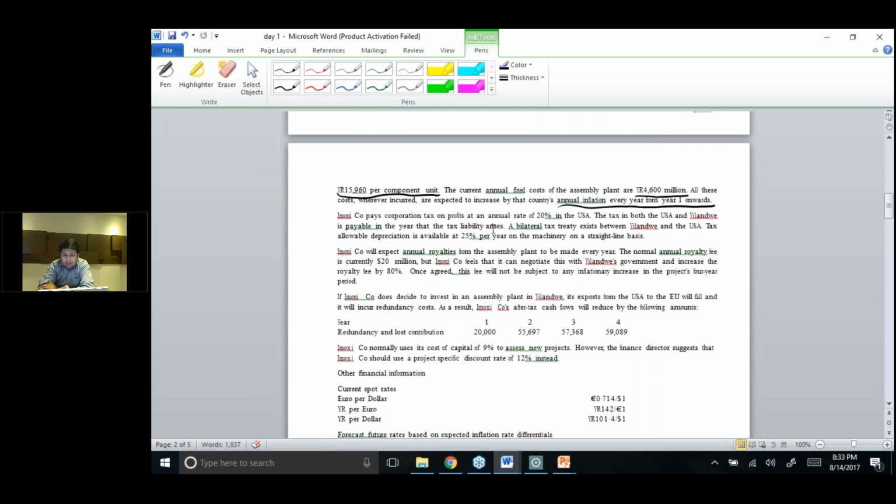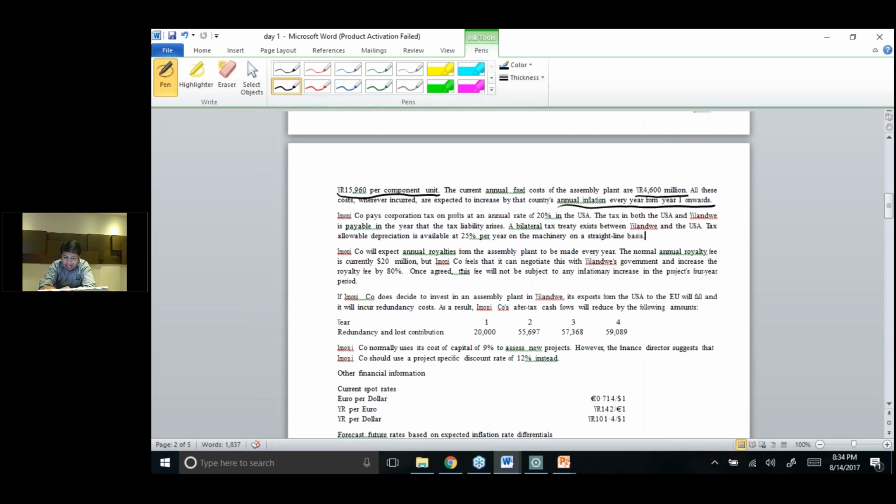Imani company pays corporation tax at a rate of 20% in the US. That means the subsidiary company will be charged 40%, the parent company will be charged 20%, so there will be no additional tax. Tax in both the US and Yelandi is payable in the same year. A bilateral tax treaty exists. Tax allowable depreciation is 25% every year on the machinery on a straight line basis.